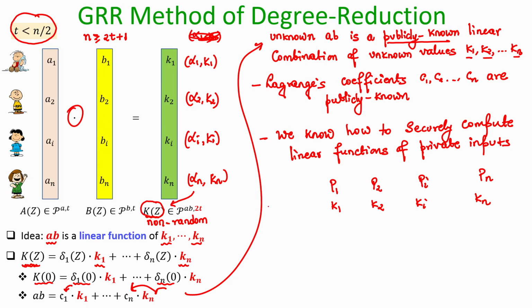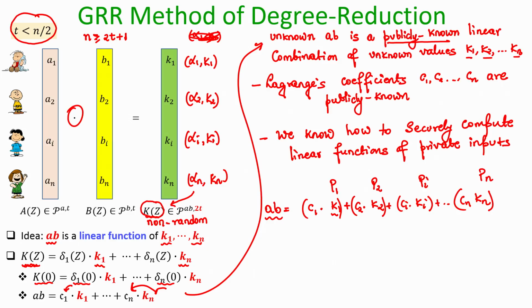And we know that there is this unknown AB which can be expressed as this public linear function of these private inputs. So, if we ask the parties P1, P2, Pi, Pn to respectively secret share k1, k2, ki, kn, then we can apply the same linear function, the Lagrange interpolation linear function, on the shares of k1, k2, ki and kn and end up getting shares of AB. And our goal is finally to obtain shares of AB.